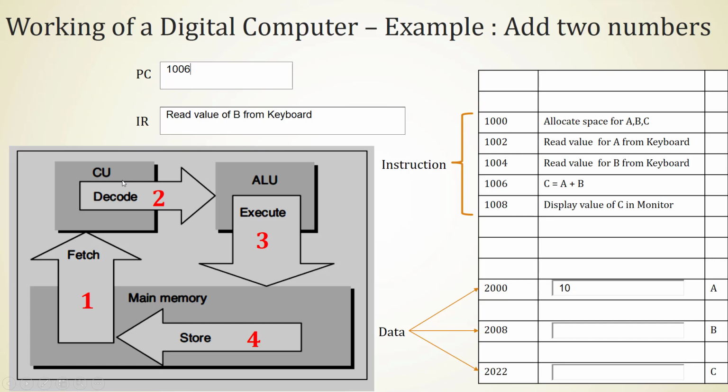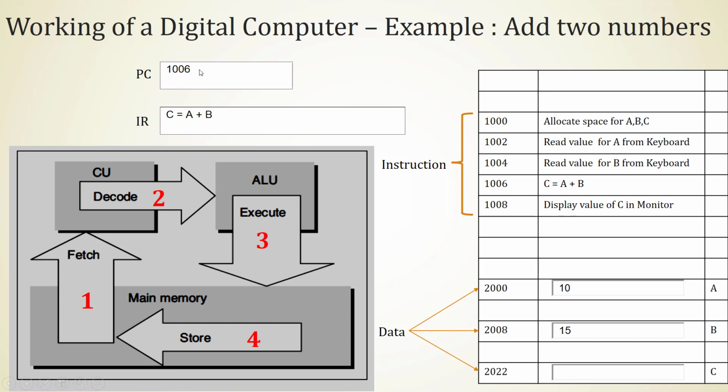So the control unit will decode it. This is the same instruction we have seen earlier. The user will enter some value. Just imagine he entered 15, and that will be stored in this B. This A, B, C are the space we already allocated by executing the first step. So that step is also completed. The next step will be executed, that is 1006. The instruction is C equal to A plus B.